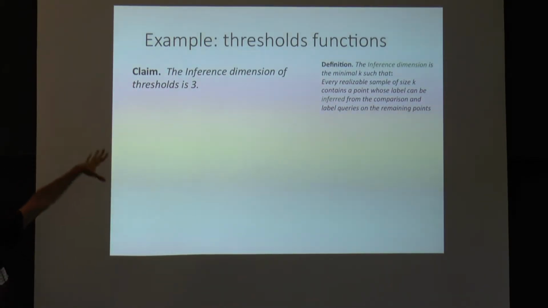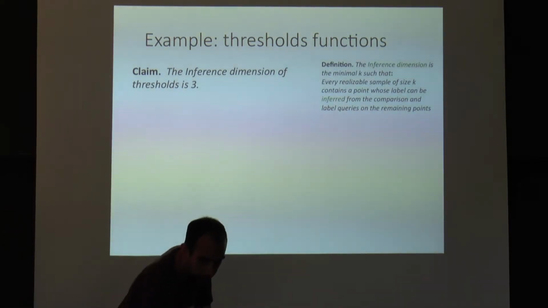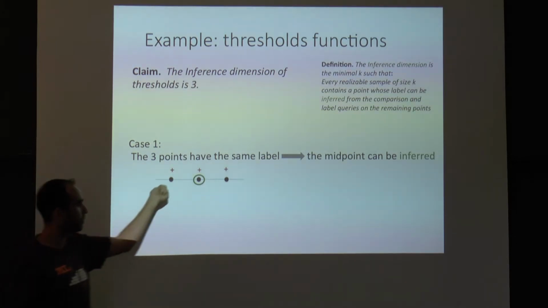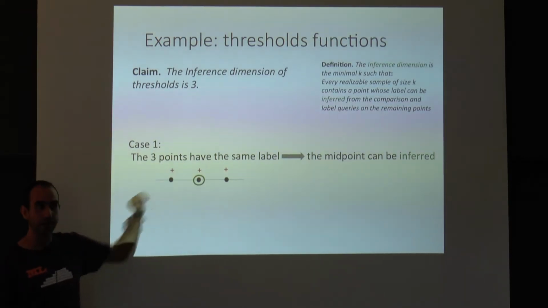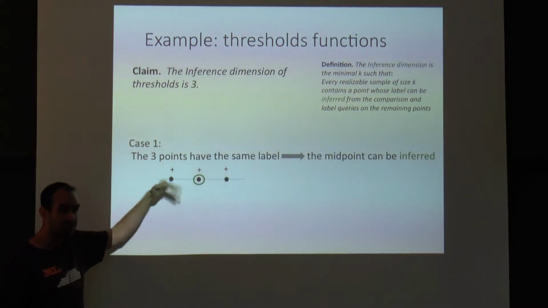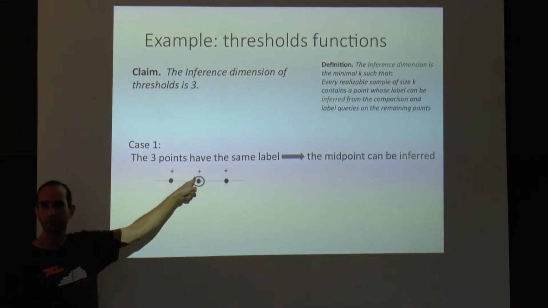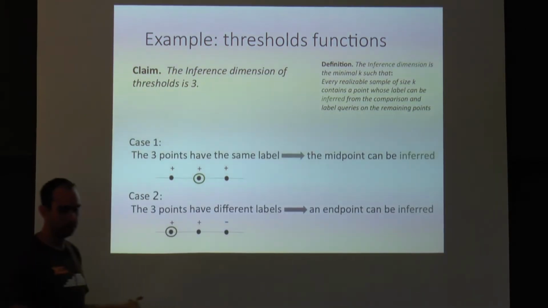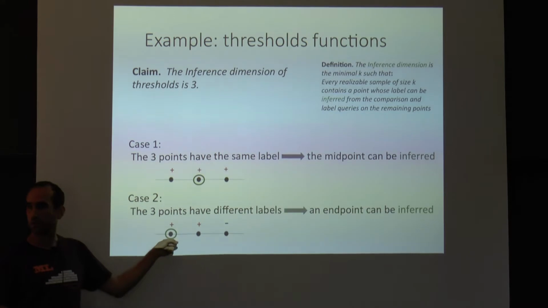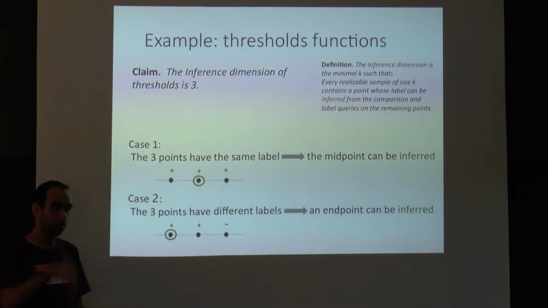So I claim that the inference dimension of one-dimensional thresholds is 3. What do I need to show you? It is at most 3, I'm sorry. I need to show you that for every realizable sample of size 3, there is some point that if I remove it, I can infer its label from the remaining ones. So there are two cases. If the 3 points have the same label, I can remove the label of this point, I can hide it from you. And since any threshold must have at most one sign change, you know that this point must be labeled positively. And if they have different labels, then one of the endpoints can be inferred for the very same reason, that there cannot be two sign changes.